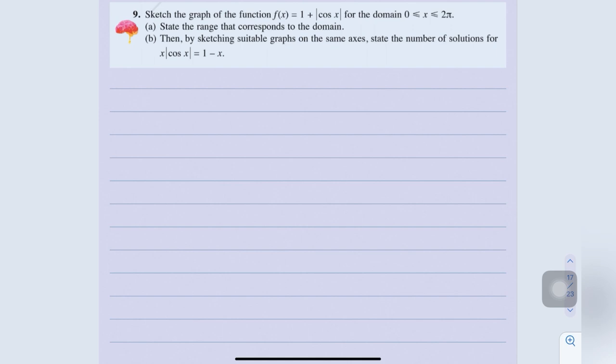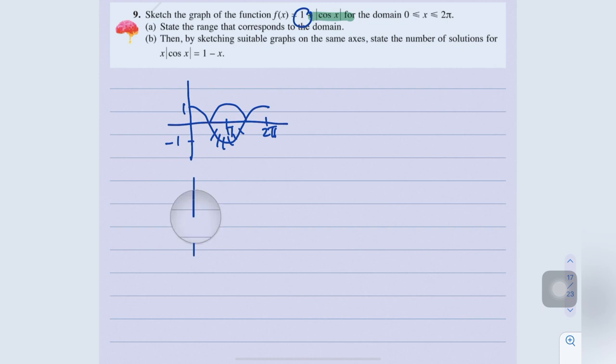Question number 9, sketch the graph of the function f(x) equals 1 plus modulus cos x for the domain x greater than or equal to 0 but less than or equal to 2 pi. First, the basic graph of cos is like this, with 2 pi, pi, 1, and negative 1. But here we have a modulus, meaning always positive, so the negative part reflects about the x-axis. Then we add 1, so move up 1 unit. Finally your graph is like this.